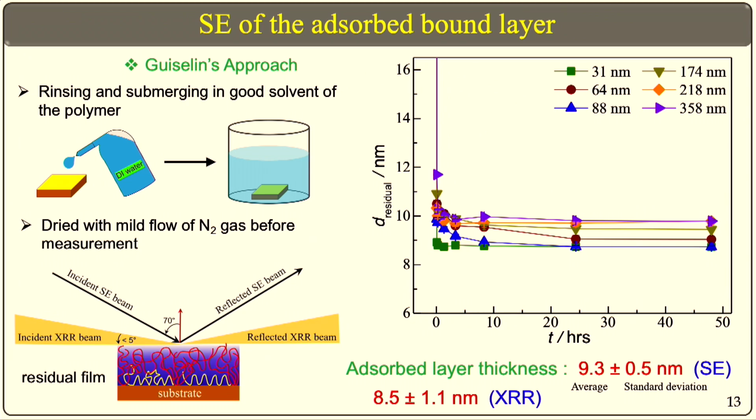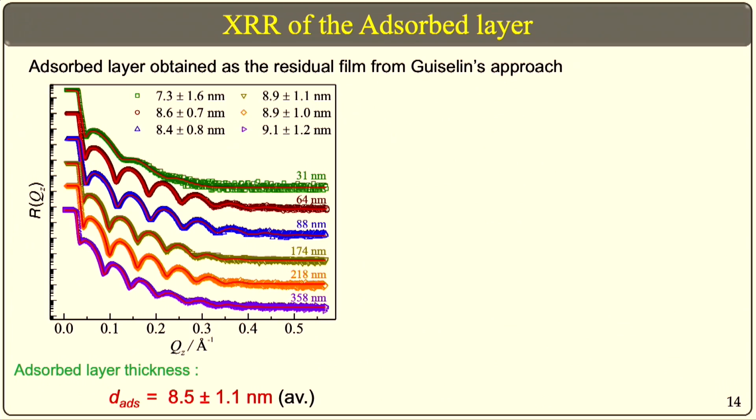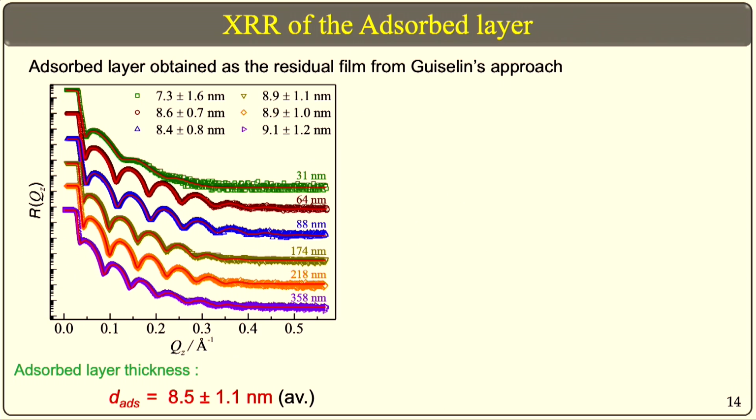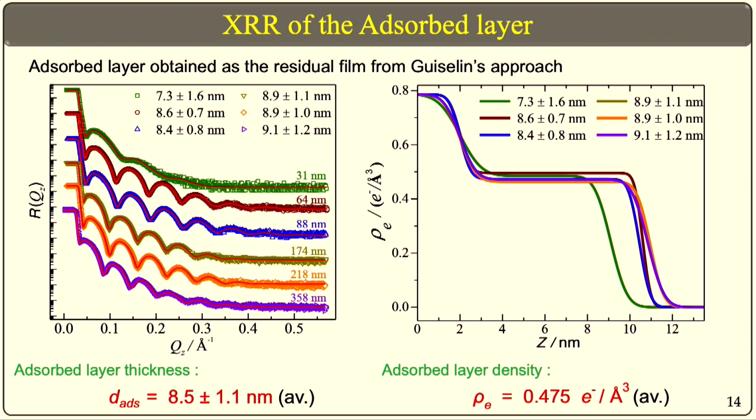So these layers are the so-called bound or adsorbed layers near the substrate, and the thicknesses are pretty comparable from the two techniques. Then we took that residual film and did X-ray reflectivity to find the electron density. These are the initial film thicknesses, up to 358, and these are the residual film spectra. For all different thicknesses, the thickness comes out pretty close, and the average is close to what we have already found. The electron densities are again close to our fits, where we considered the bound layer buried inside the whole polymer film.